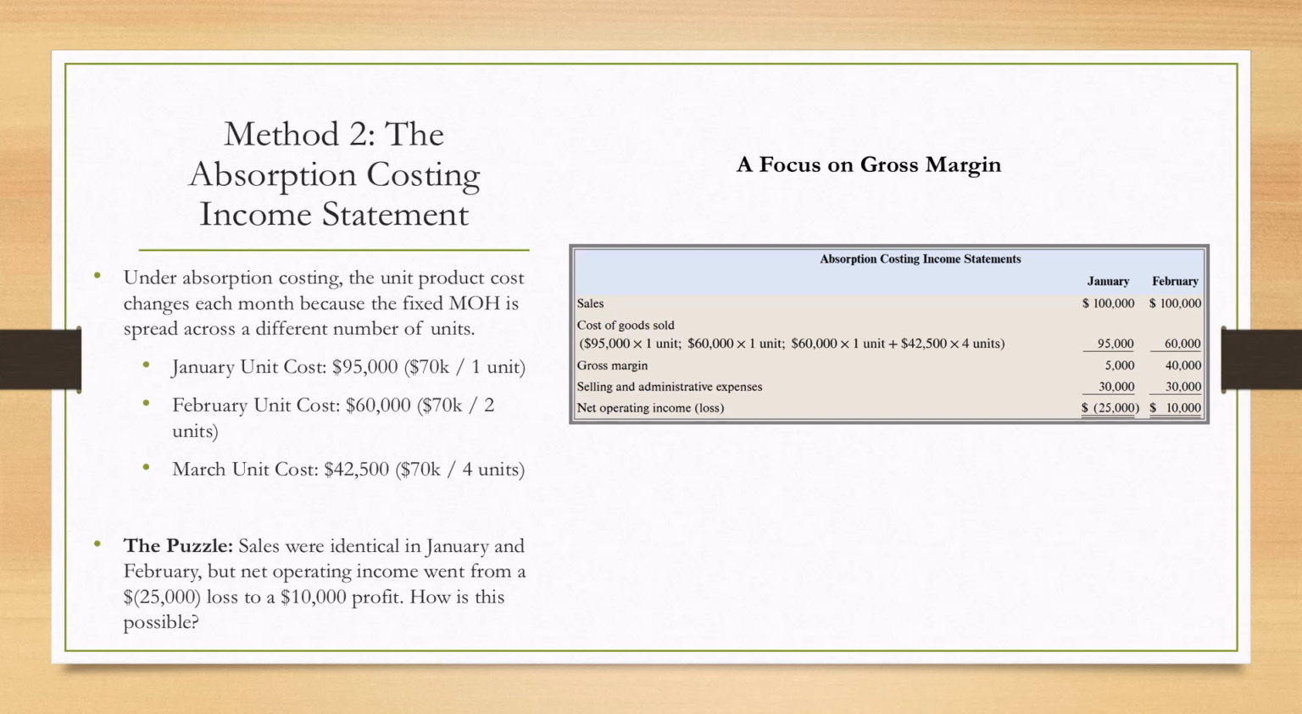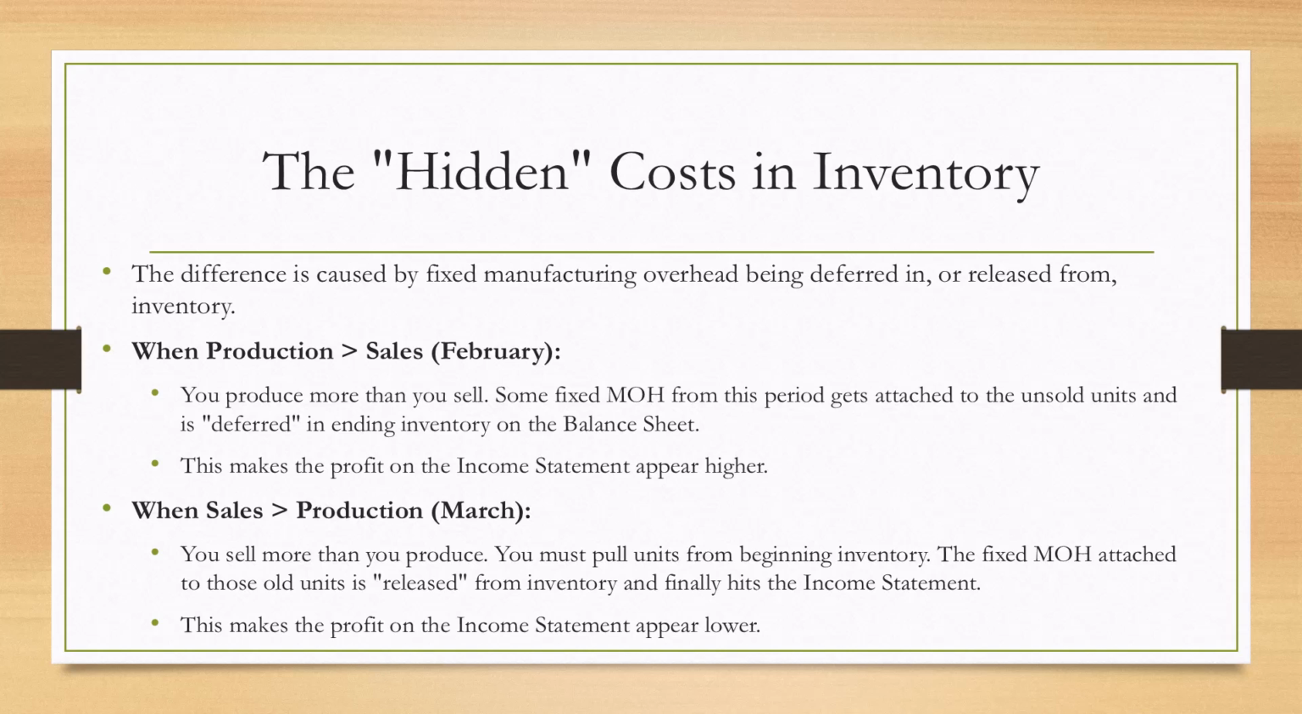This brings us to a puzzle. Sales were identical in January and February at $100,000. Yet, the net operating income swung dramatically from a $25,000 loss in January to a $10,000 profit in February. How is this possible? The answer to that puzzle lies in how fixed manufacturing overhead is either deferred in or released from inventory on the balance sheet.